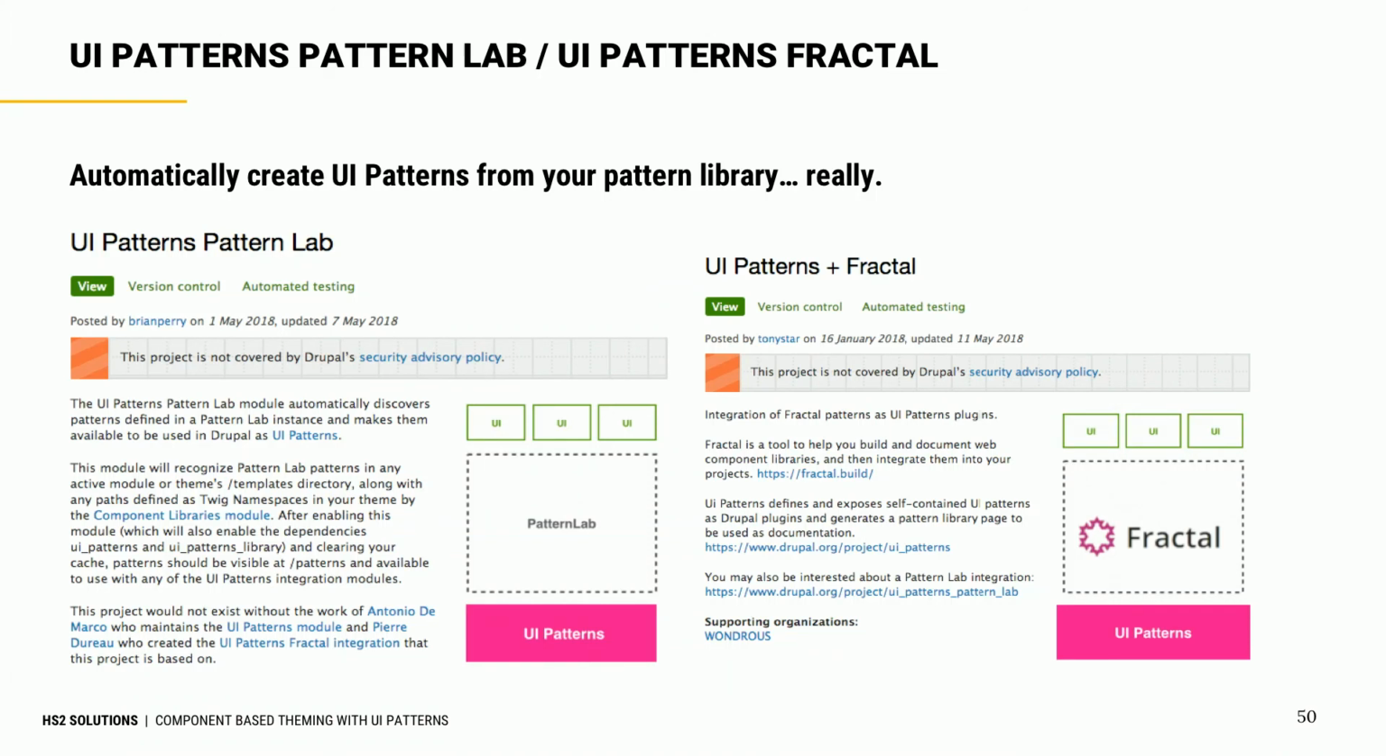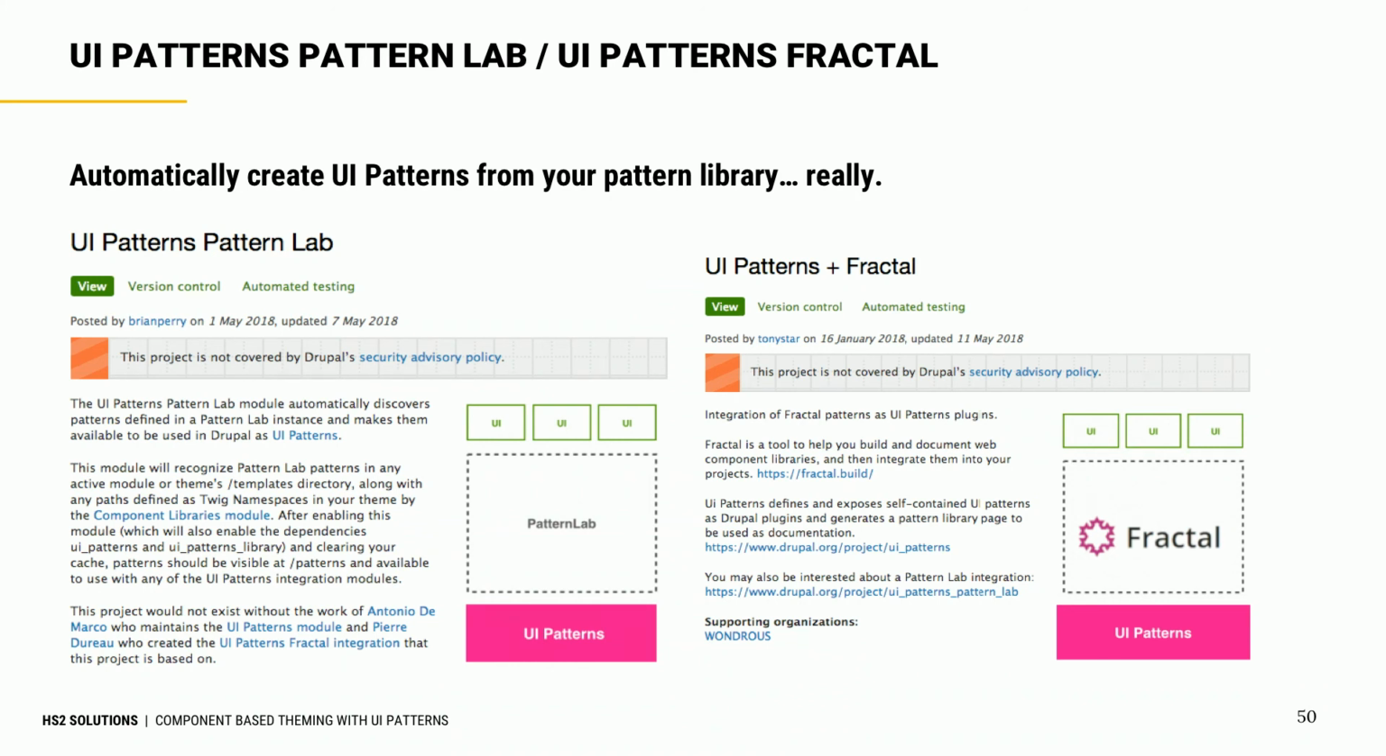So now there is a UI Patterns Pattern Lab module. When you enable that, it's going to look in the templates directory for any module or theme, or it will also look at any Twig namespaces that are defined in your theme. It will look there and see if it can identify any patterns in a Pattern Lab instance. So if it finds a JSON or YAML file that defines the fields for the pattern and a related Twig template, it will create a related pattern in Drupal that you can then use.